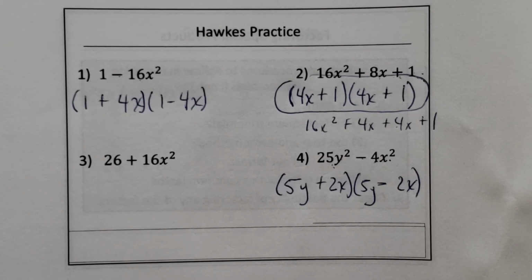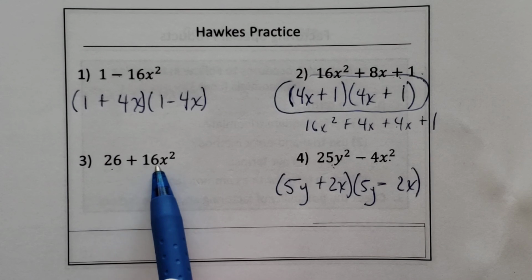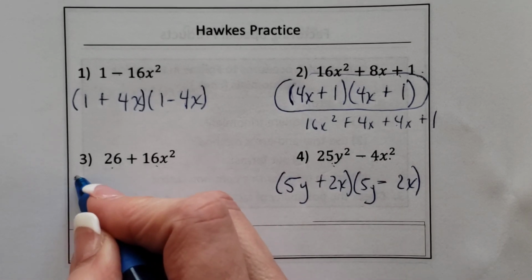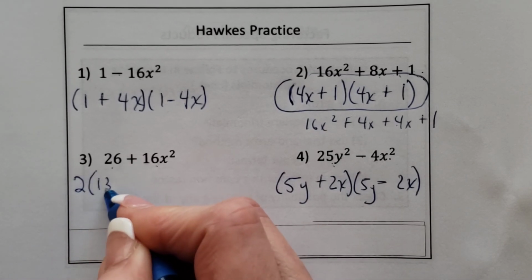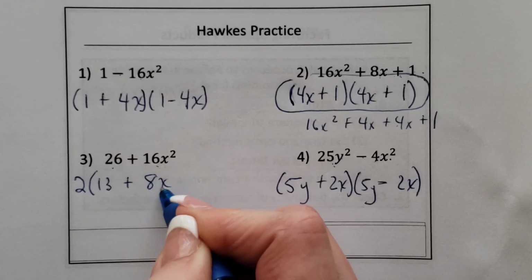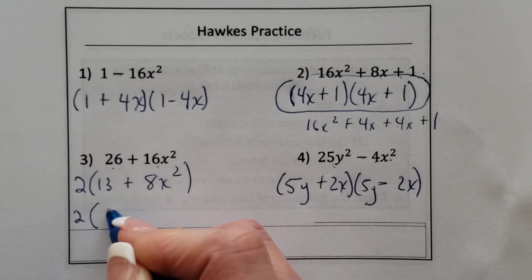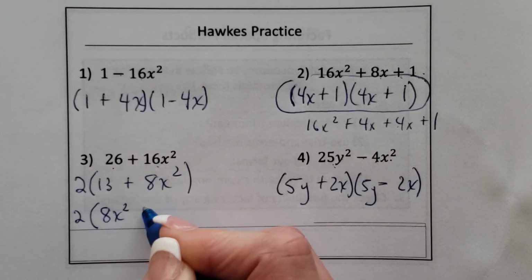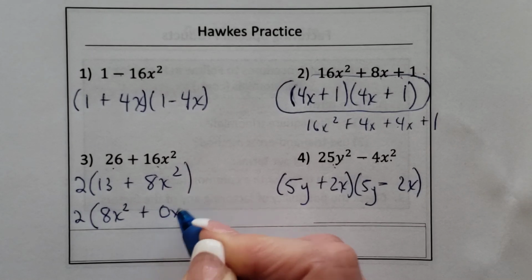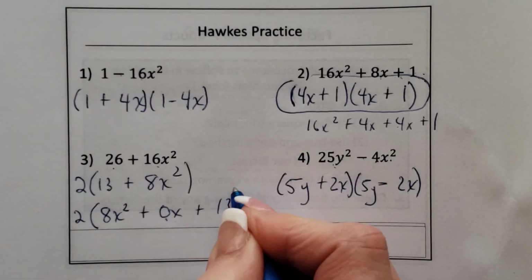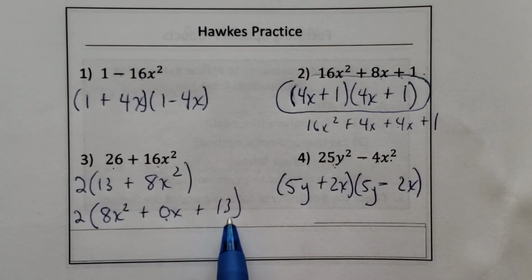Now, number 3, the first thing I notice is that these are both even numbers, which means that I can pull out a 2 from both of those terms. So I'm going to divide both terms by 2. If I wrote this the ABC way, this is letter A, B, there isn't a singular x here, so the middle term would be 0. So there is nothing I can do with this right here.